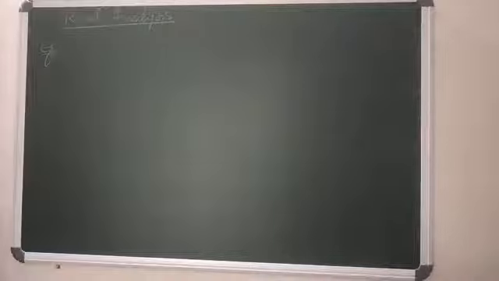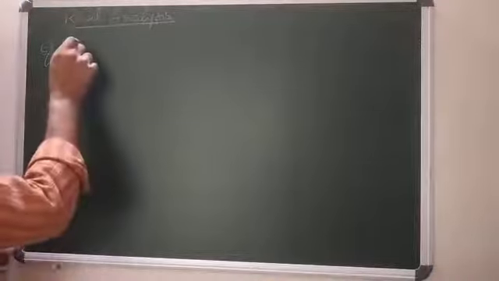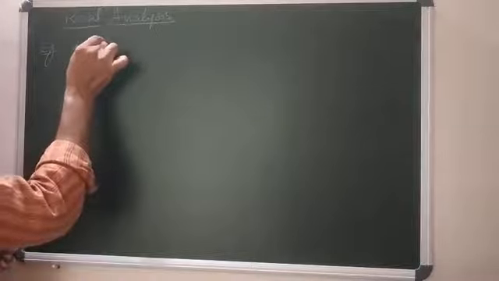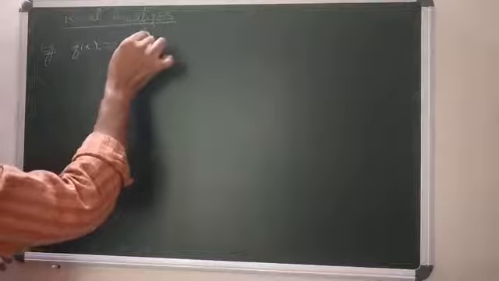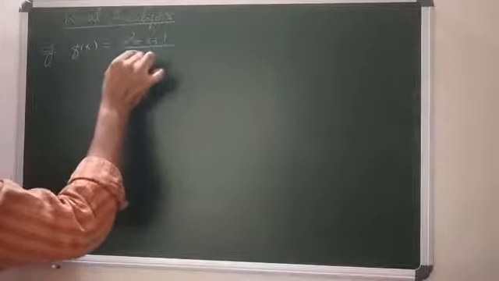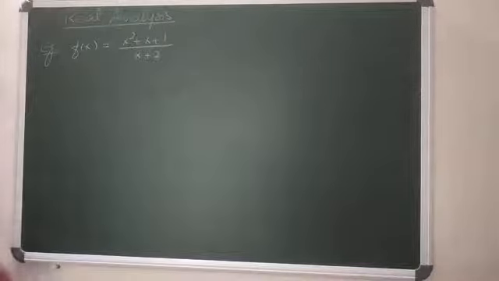We also know that a rational function is continuous. All polynomial functions are continuous, and the composition of two continuous functions is continuous, and so on. Now check the continuity of the function f of x equals x square plus x plus 1 divided by x plus 2. Is it continuous where x differs from minus 2?